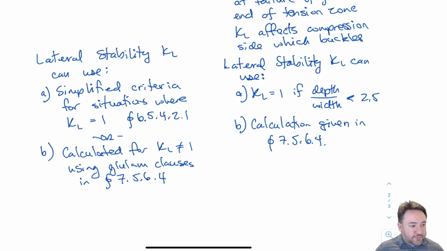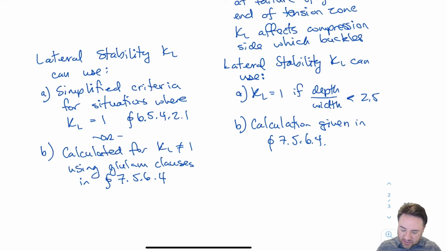So for Glulam, I also have two options. One is if my depth to width ratio, so this is basically my aspect ratio, my depth divided by width, is less than 2.5, which means kind of a more square section, still rectangular, but closer to square. Then I can just assume that my KL equals 1, as long as I have given proper restraint at the ends, which applies also to lumber, by the way, and we're going to talk about that in detail. If it does not satisfy that criteria, then I just use that same calculation, which takes into account bending slenderness, to calculate a KL that's not equal to 1, so that we can reduce our strength appropriately.